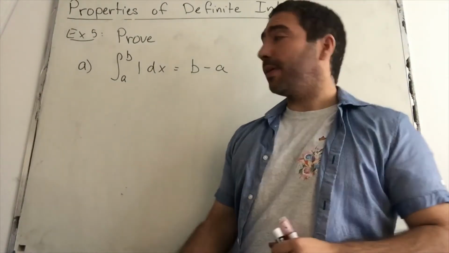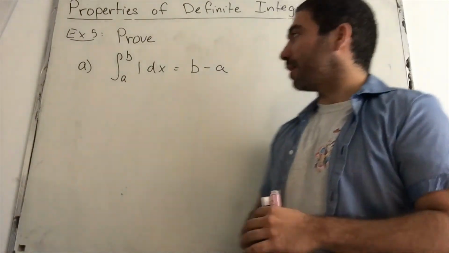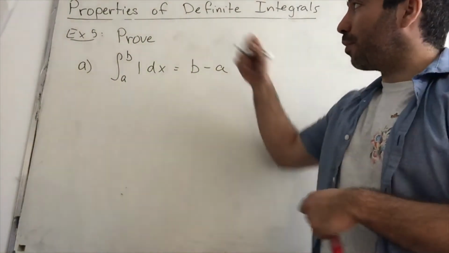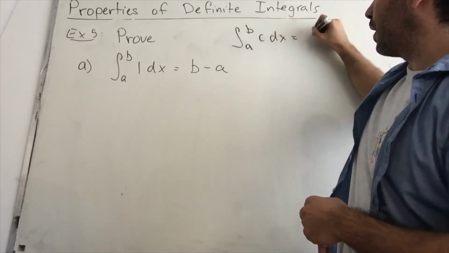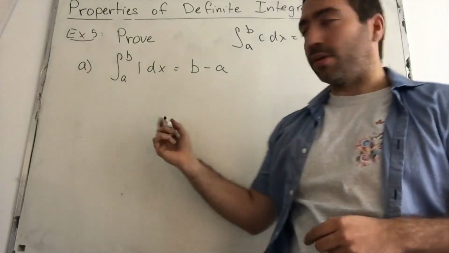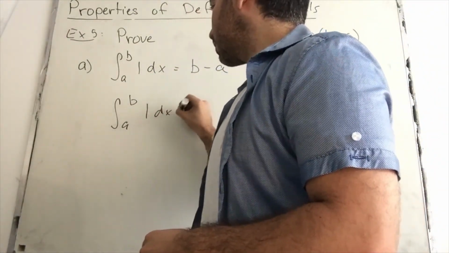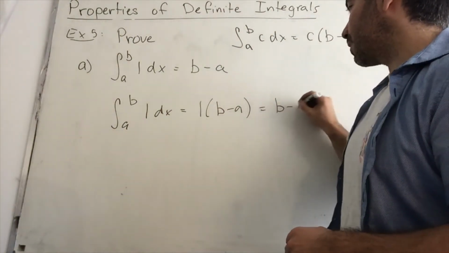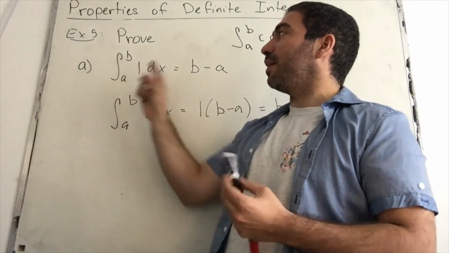So exercise 5, it's telling us to prove that the integral from a to b of 1 dx is equal to b minus a. So this is a very simple proof because we know we have the property that the integral from a to b of any constant is equal to that constant times b minus a. Well, in this case here, the constant is just 1. So the integral from a to b of 1 dx is equal to 1 times b minus a, which is b minus a. And we're done. This is the proof for the simple case for the integral from a to b of 1 dx.